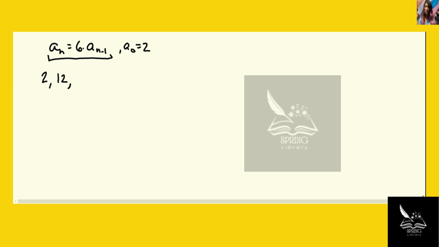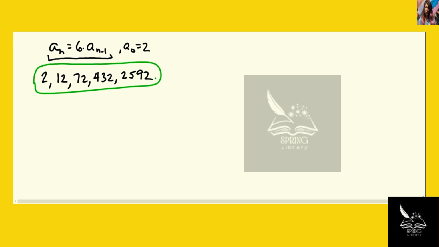Now, to get to that third term, a sub 2, I take 6 times the previous one, a sub 1. So 6 times 12 will be 72. And again, I just keep multiplying each successive term by 6. So those are our first 5. Again, we can keep going. This sequence doesn't stop with 5 terms. That's just as far as we need to go for this particular problem. Okay, let's go on to B.